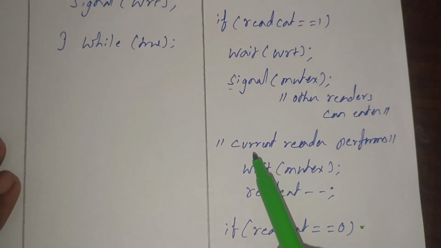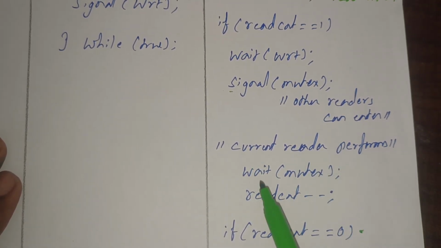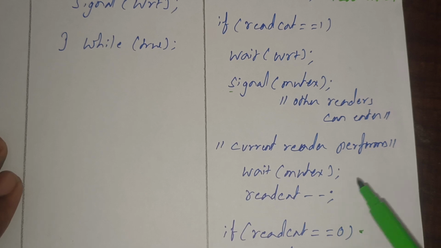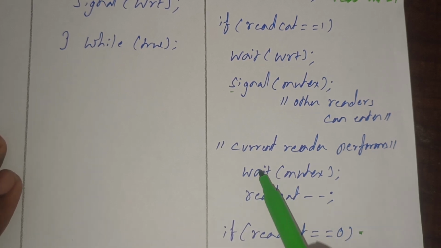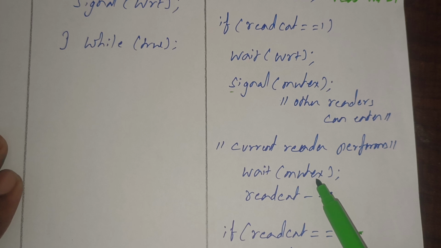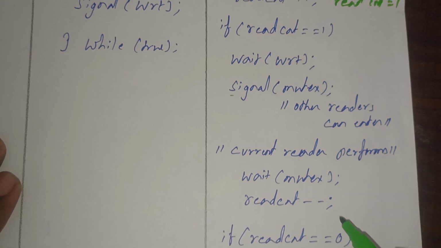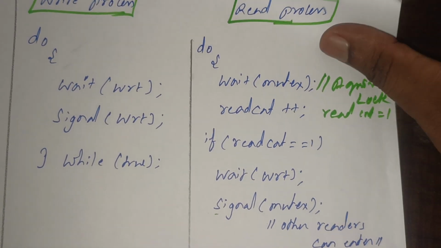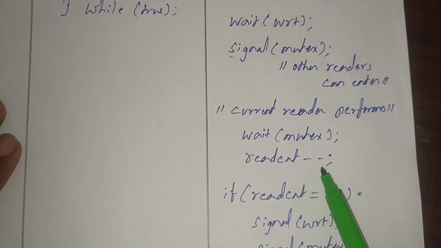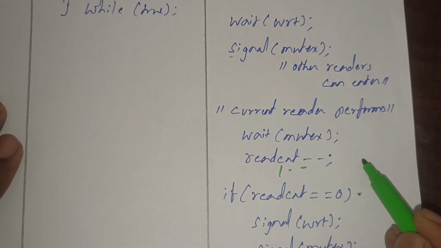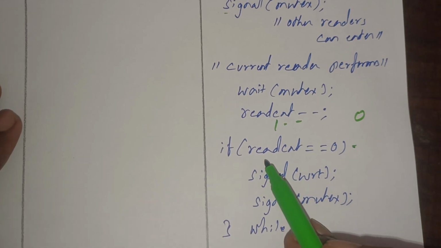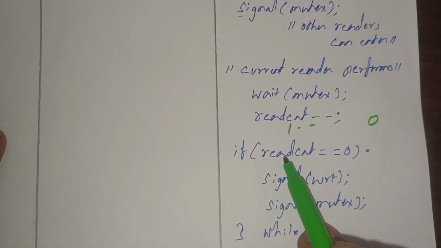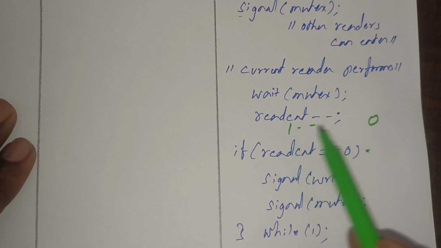So in the next line, you can check what the current reader is performing. For example, the current reader wants to go outside of this critical section. So it passes the wait mutex condition. Now mutual exclusion is releasing the lock. So it has to do this condition: read count is decremented. Initially read count is 1 because I am inside. So 1 minus minus, the answer is 0. When I'm going outside, I need to make the read count return to the same position. Read count is now 0.